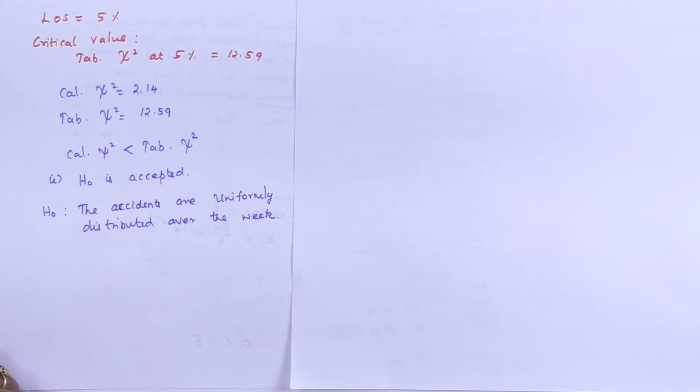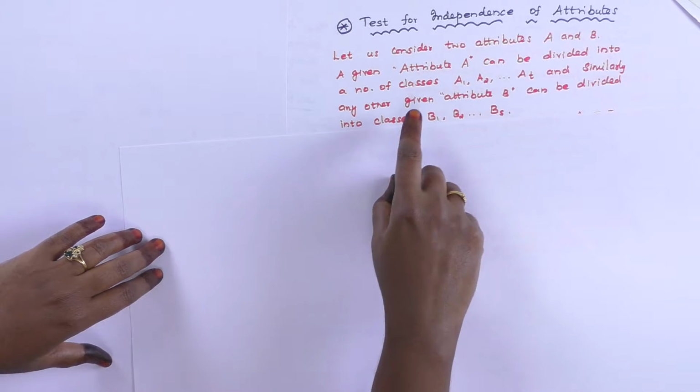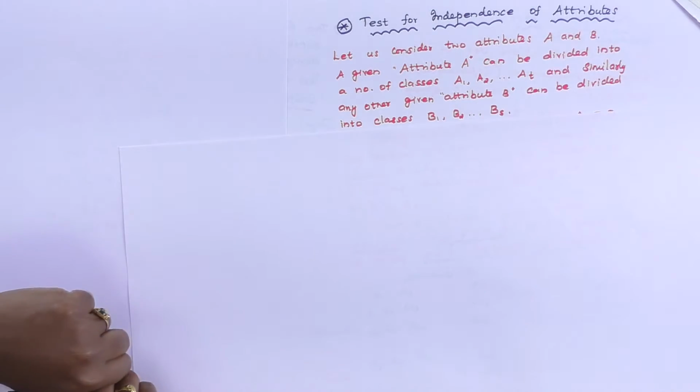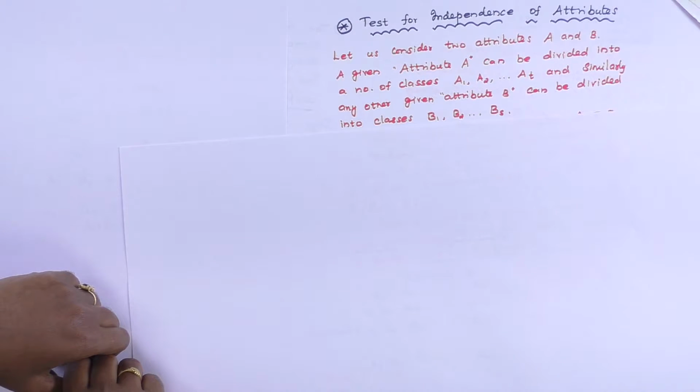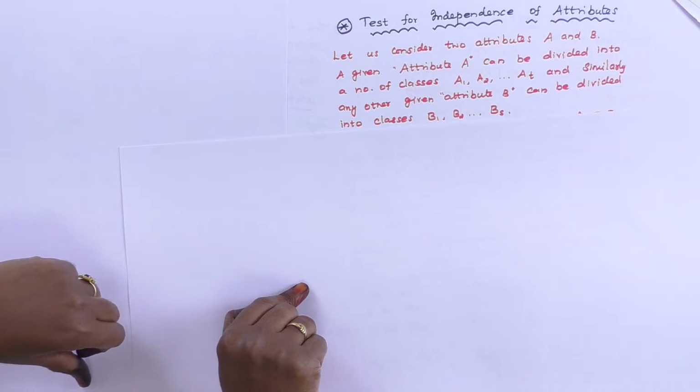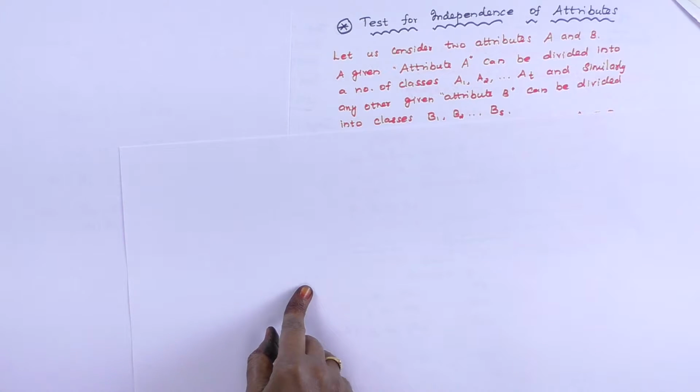Second use of the chi-square distribution: test for independence of attributes. Let us consider two attributes A and B. A given attribute A can be divided into subclasses A1, A2, etc., AT.